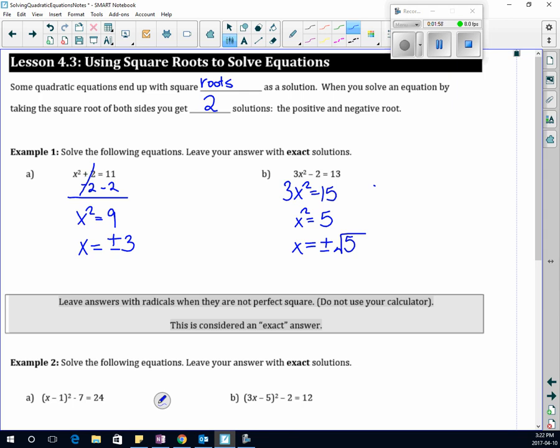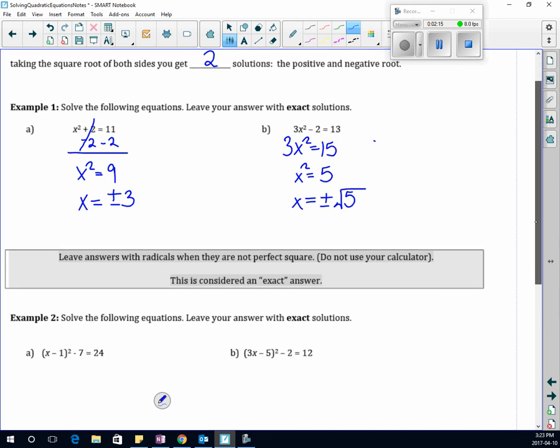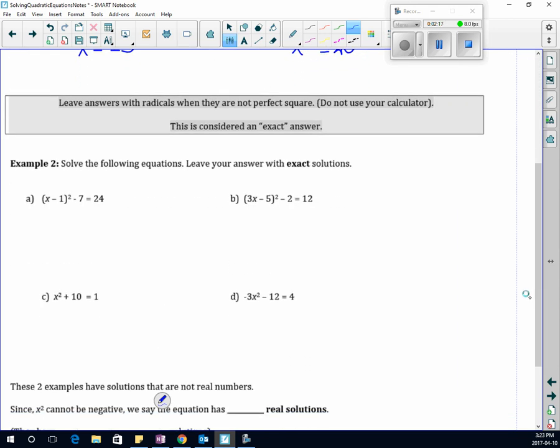When you go on your calculator and get the square root of 5, you get a decimal of 2.23606, it's an irrational number. It goes on forever. So let's just keep it as radicals where possible, just to keep it exact answers.